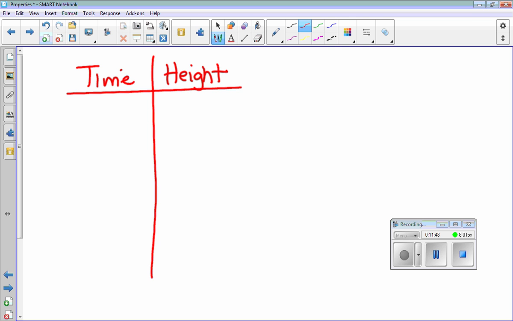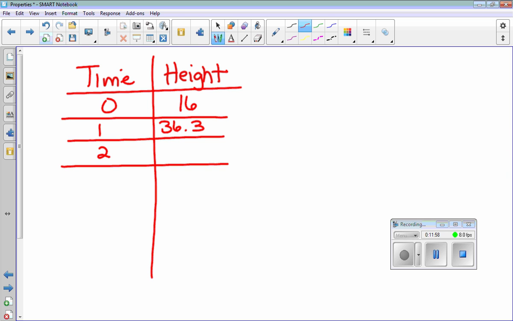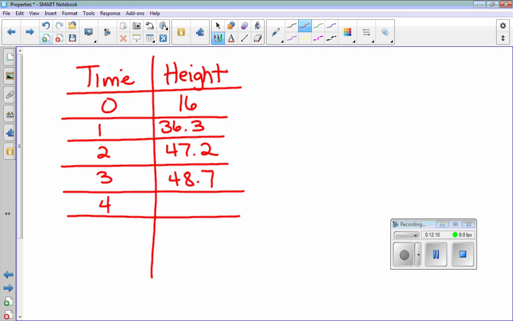Okay? So we have at 0 seconds it was 16 feet high. At 1 second it was 36.3 feet high. At 2 seconds it was 47.2 feet high. At 3 seconds, it was 7. At 4 seconds, it was 20.8. And 5 seconds was 23.5.